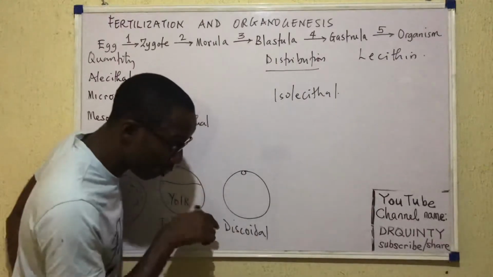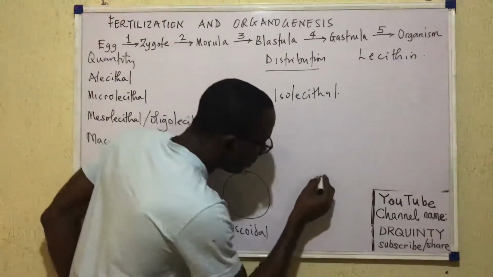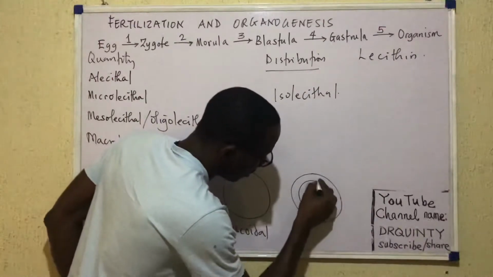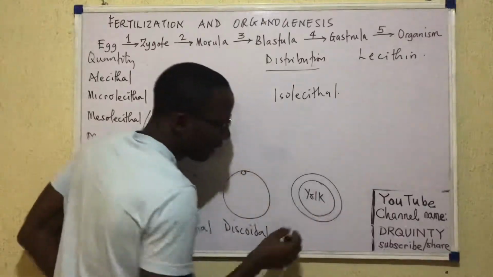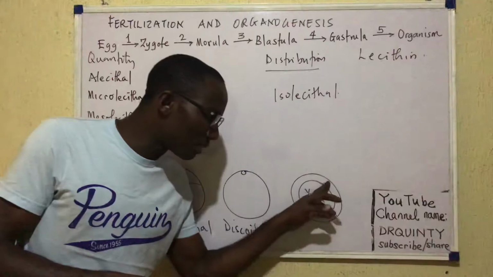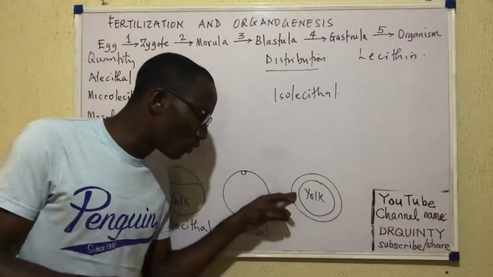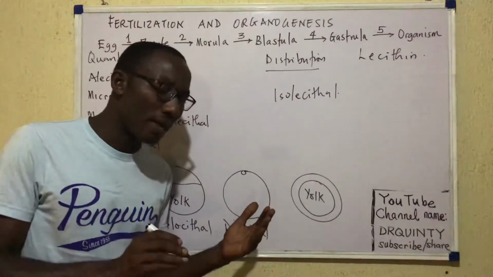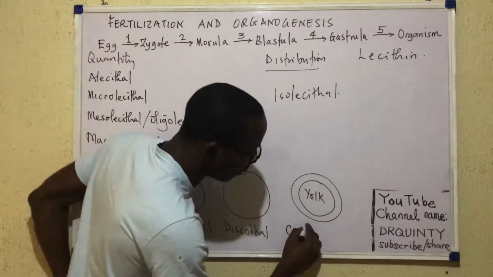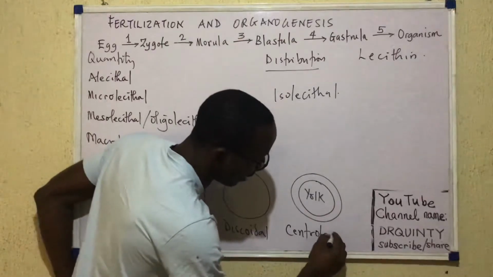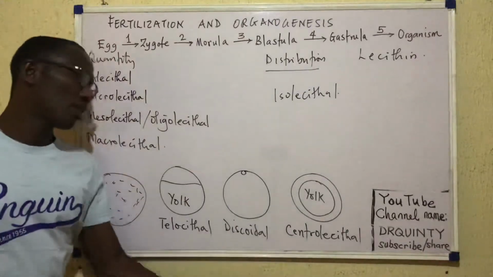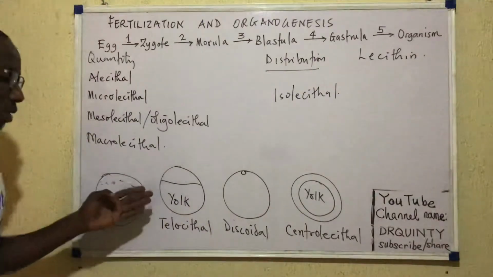That's the distribution now. Then there's this other one, the last one here. In this case, this is yolk. That means there is a thin strip of cytoplasm around the yolk. So the yolk is concentrated where now? In the center. Because the yolk is in the center, central, you say that the egg is centrolecytal. So centrolecytal eggs, discoidal eggs, telolecytal.